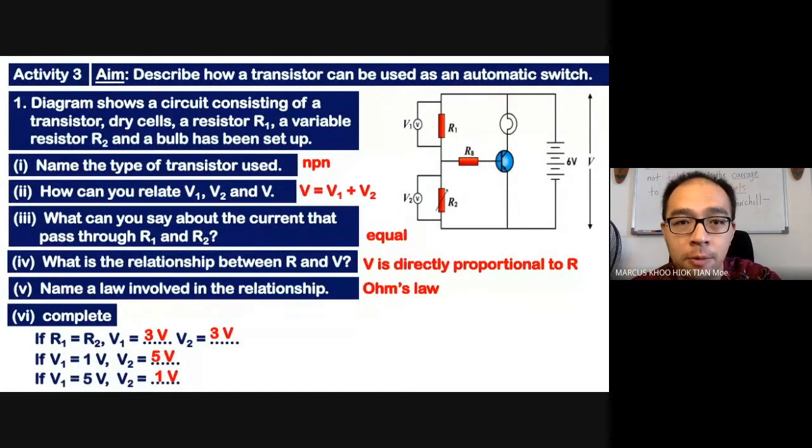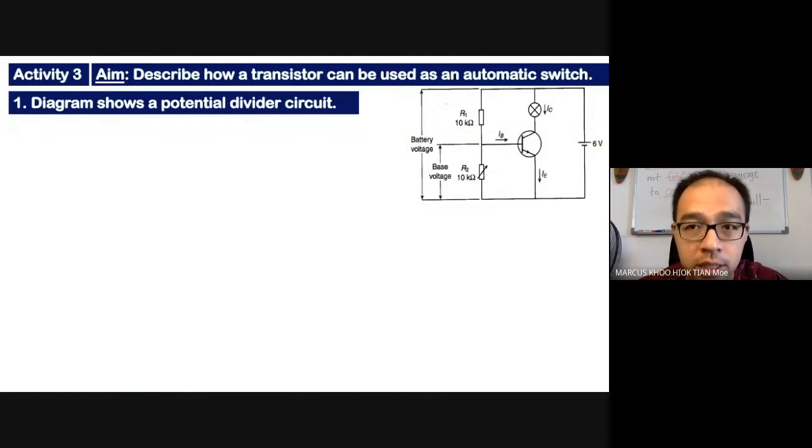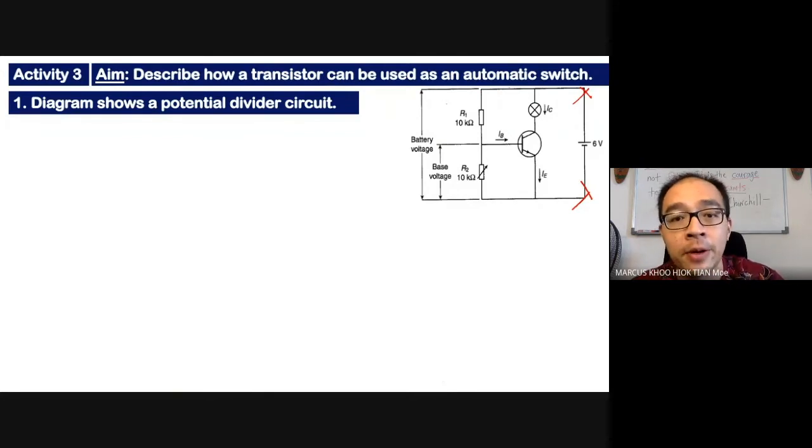Now let's talk about how the potential divider circuit works. So again, now we need to understand this. Battery voltage is always from point to point. So if this is 6 volts, yes, I know it's just one battery with 6 volts. Take a look at these two resistors. These two resistors are equal.